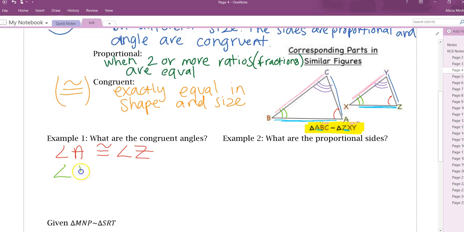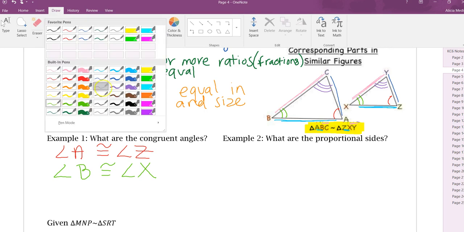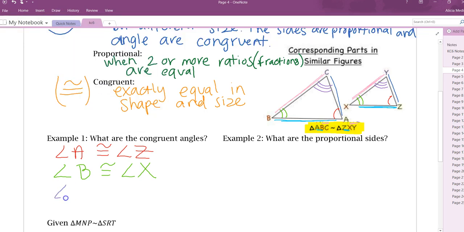So this would be angle B is congruent to that second letter, which would be angle X. And that last one would be angle C is congruent to angle Y.